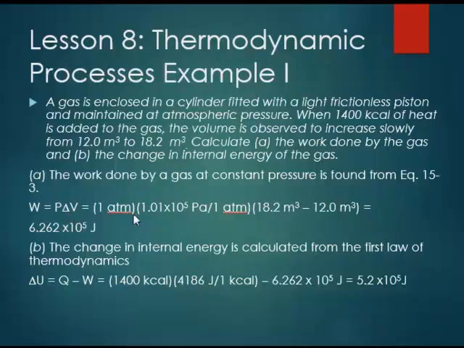So pressure is 1 atmosphere, but 1 atmosphere isn't always helpful, so we're going to convert it to pascals here. The reason we do that is, remember, a pascal is a Newton per meter squared. So it's 1.01 times 10 to the 5. It's almost exactly 1 times 10 to the 5, but not quite. So that gives us 1.01 times 10 to the 5 newtons per meter squared times the change in volume, which is 18.2 minus 12.0 meters cubed. So it's going to be 6.2.